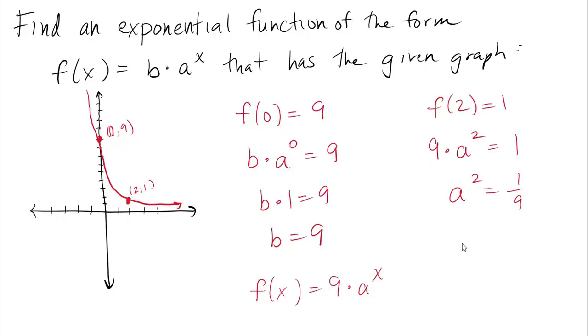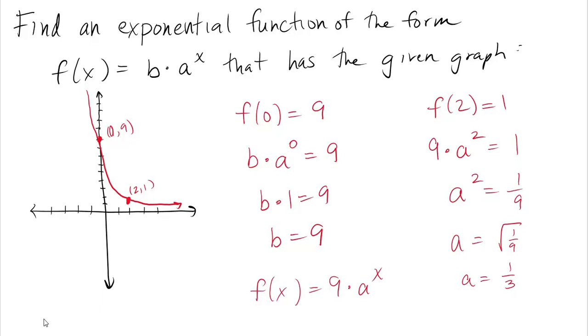And now to solve for a, we take the square root of both sides. And normally when we take the square root of both sides, we have to put a plus or minus, but remember that a is required to be positive because it's the base of an exponential expression. So we don't even consider the negative solution. The square root of 1/9 is 1/3.